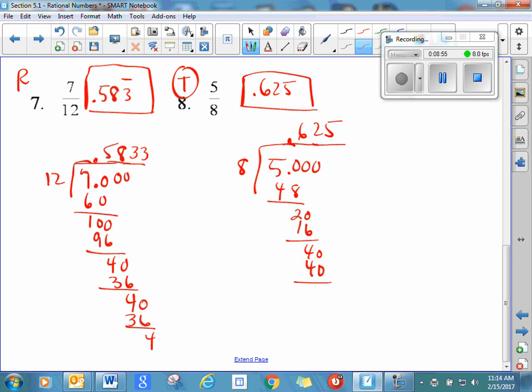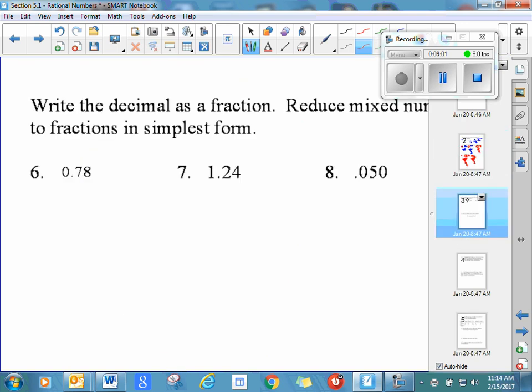So we're going to do more practice on these. If you're not really good with this, you need to practice, practice, practice. All right, let's look at the next page.